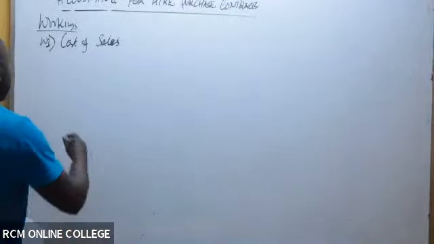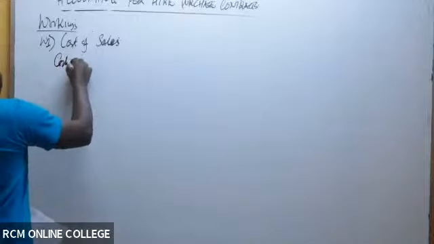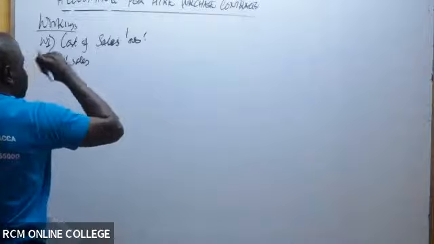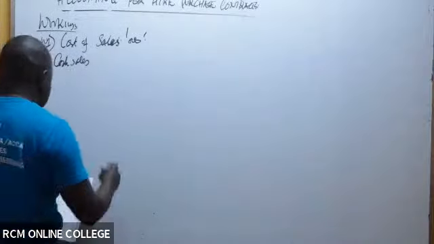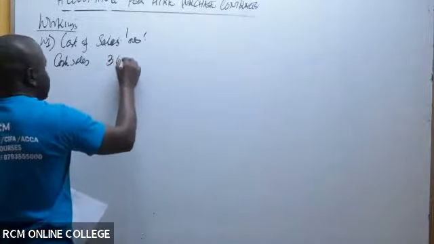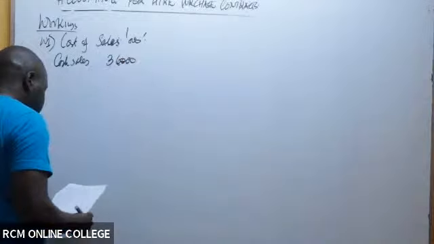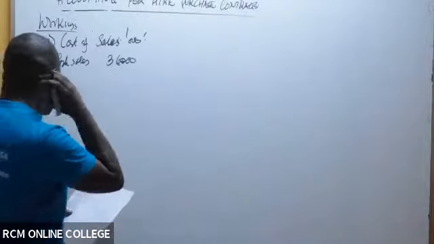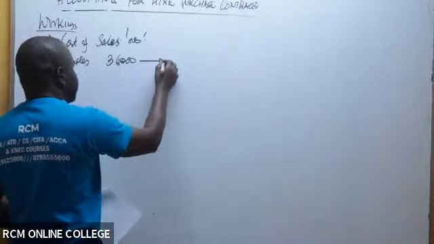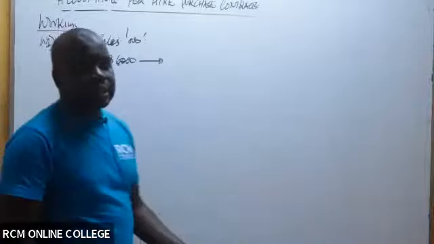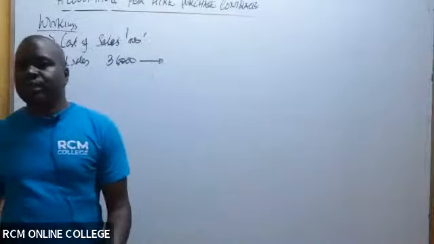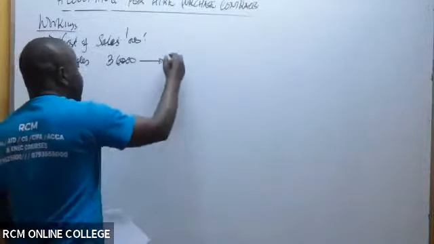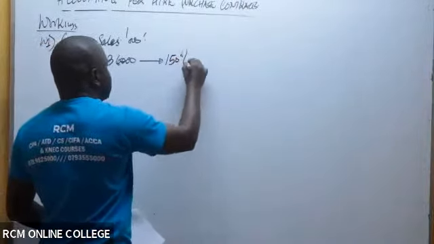So if you look at the cash sales, our figures are actually in thousands. The cash sales figure here is actually 36 million. So for this particular figure, they have marked up the cost of sales by 50%. So it means this figure we are talking about here is actually at 150%.